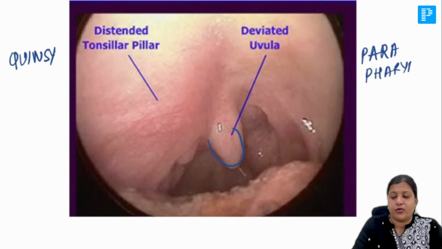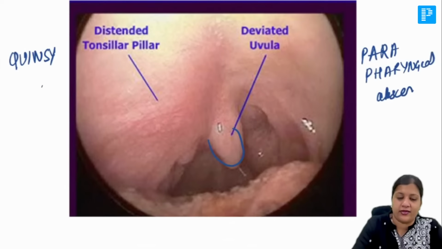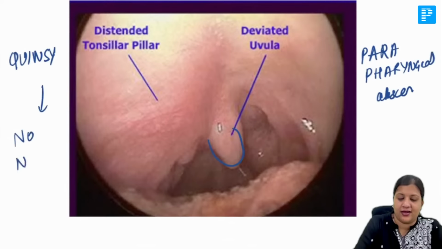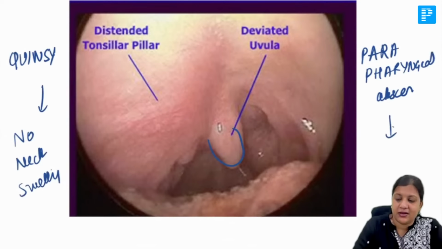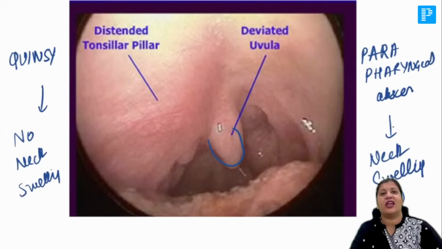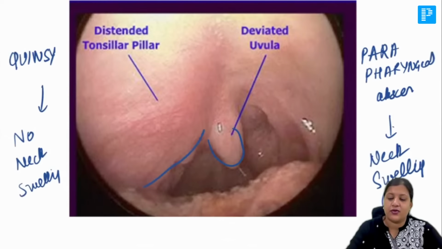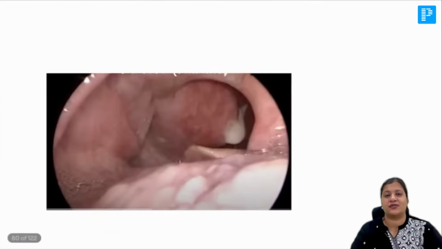In quinsy, will there be any neck swelling? No, there will be no neck swelling. But in the parapharyngeal abscess, will there be neck swelling? Yes, neck swelling will be present. So this is how you differentiate peritonsillar abscess and parapharyngeal abscess whenever you get a unilateral bulge of tonsil with uvula being shifted to the opposite side.